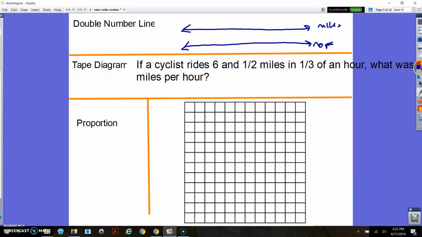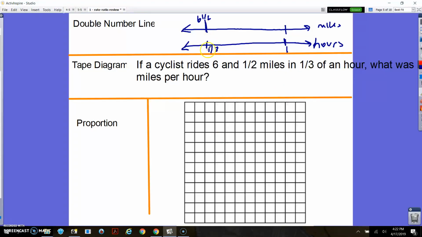Boy, that is slow. Ugh, it's bad even for me. Can't get this thing to write. Hours. And I would write the one I know, so 6.5 miles in 1/3 of an hour. And I want to know how many miles in 1 hour, miles per hour.